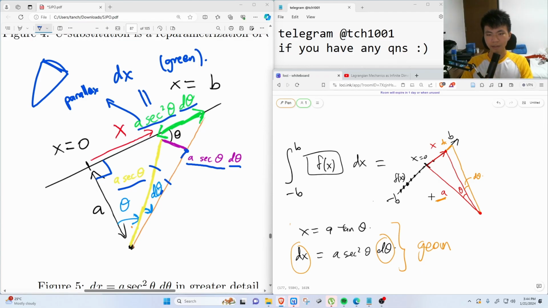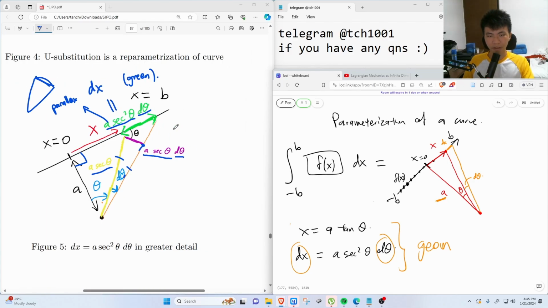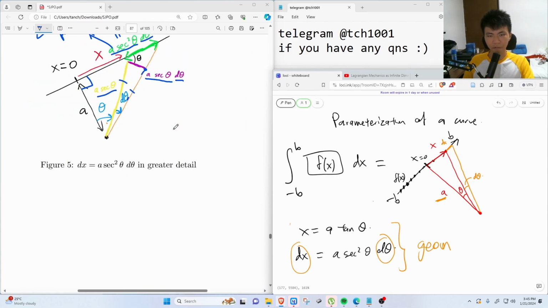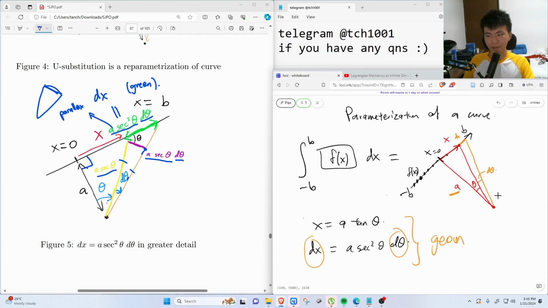Essentially, U-substitution is performing this change in perspective. And this will tie in even more closely next week when we talk about parametrization of a curve. You realize that U-substitution is just a re-parametrization from the parameter x to the parameter theta. So that is a useful insight for U-substitution and a lot of physics questions. When we perform a trigonometric substitution, it really makes sense what's going on in the context of this geometric picture, okay?